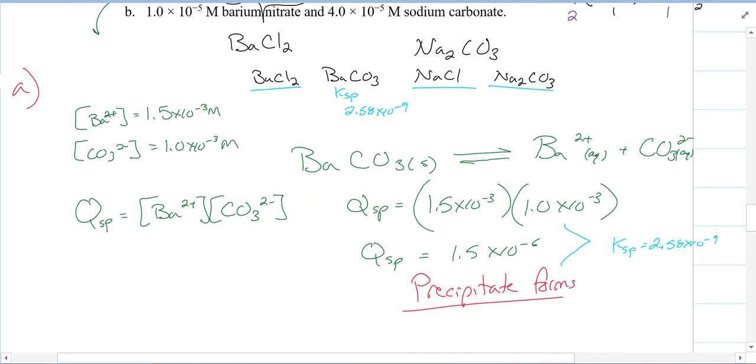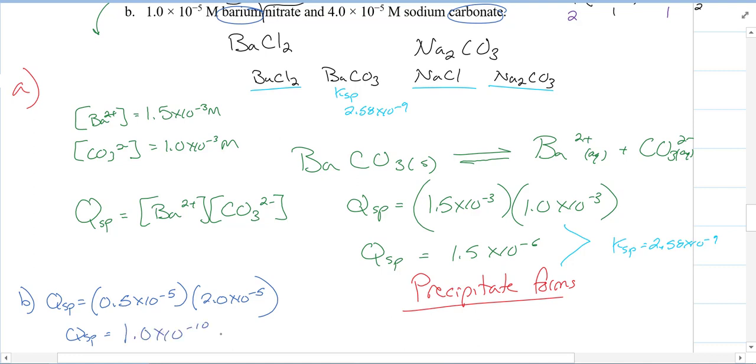B, it's the same thing. So for B, QSP would equal, the concentration of barium's half that, which I'm just going to say 0.5 times 10 to the negative 5. And half of that would be 2.0 times 10 to the negative 5, because it's still barium and it's still carbonate, sodium nitrate soluble. So QSP would be 1.0 times 10 minus 10, which is less than KSP, so it's no precipitate.